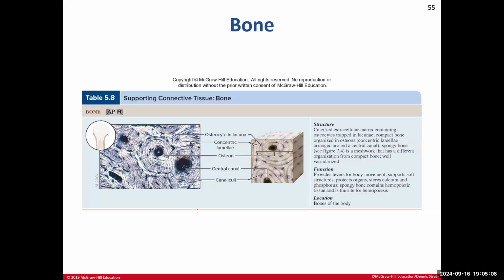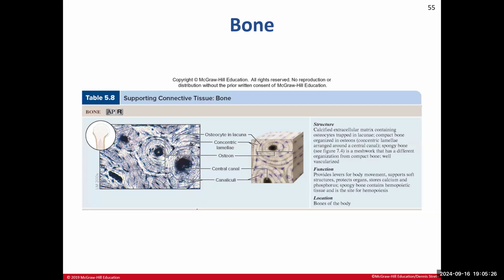So in this picture here, when we get into chapter 7, we'll get into much more detail about all of this. Here you can see our compact bone. There's our osteon, this circular structure here. At the center, you have a space. That's the central canal, and that's where your blood vessels and your nerves are going to be located.